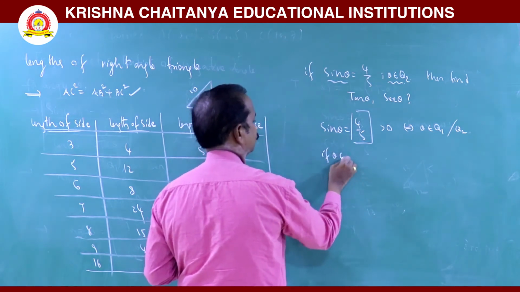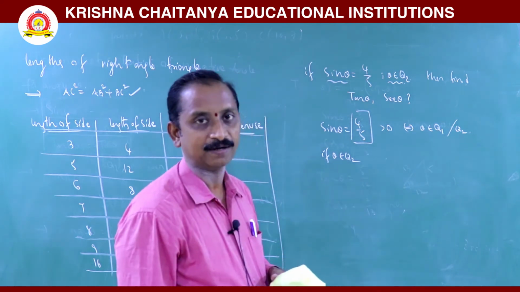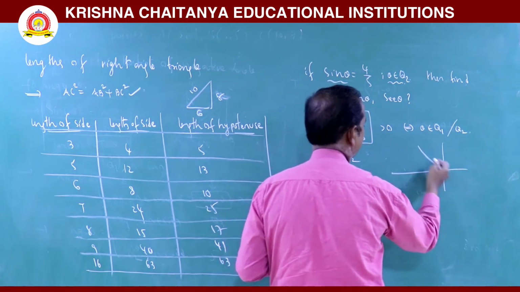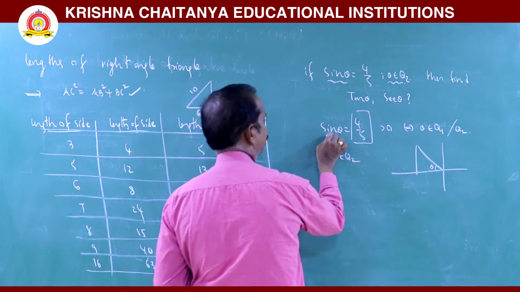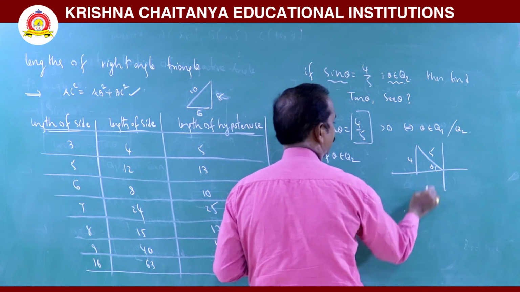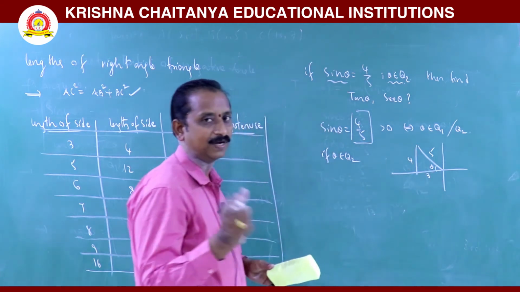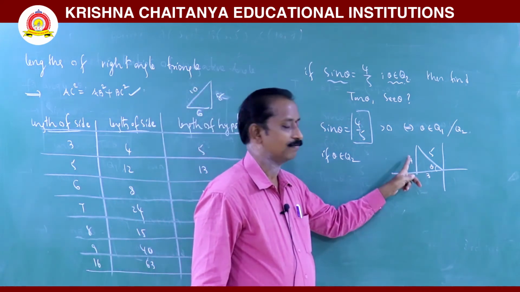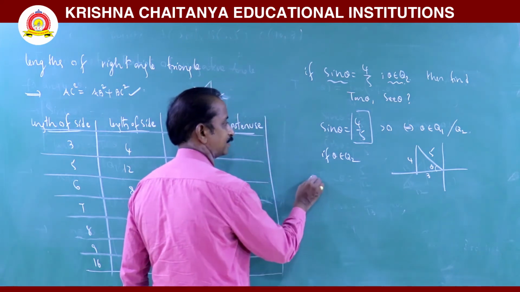If theta belongs to the second quadrant, we frame the right angle triangle in the second quadrant. So, this is angle theta. Sin theta is 4 by 5, and the remaining side is 3. We know that in the second quadrant x is negative and y is positive. What we need is tan theta and secant theta.